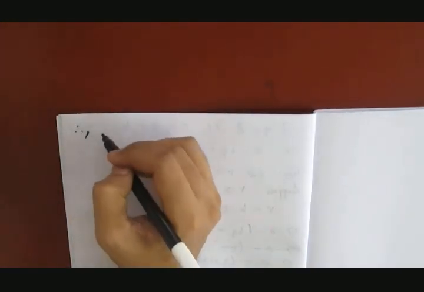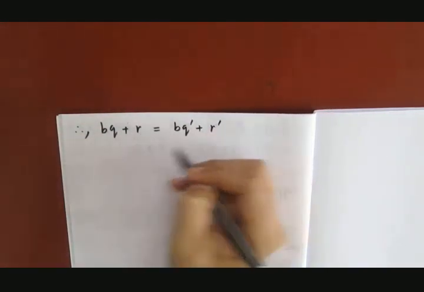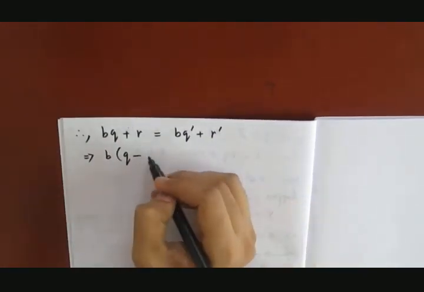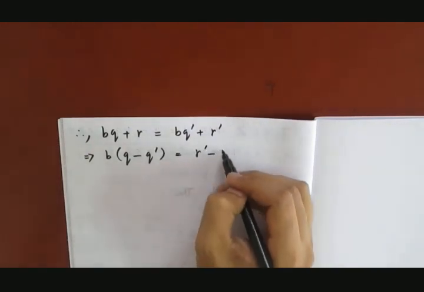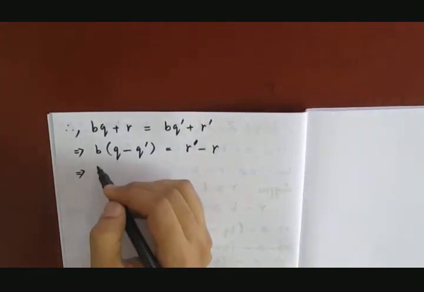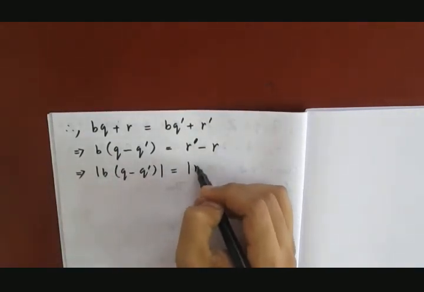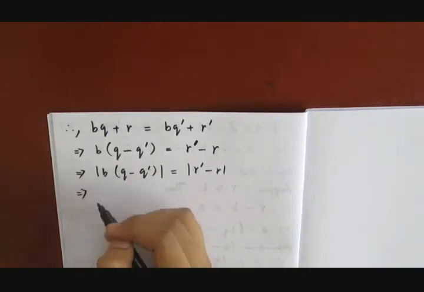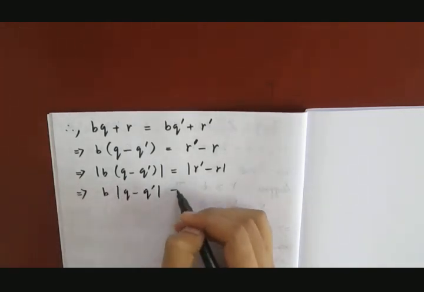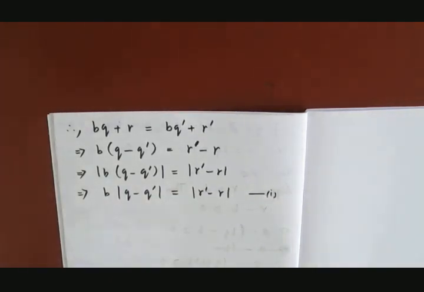So therefore, BQ plus R equals BQ dashed plus R dashed. Send this term here. So if I take B common, B times Q minus Q dashed equals R dashed minus R. Any confusion till here? Take mod both sides. So this will become modulus of B times Q minus Q dashed equals modulus of R dashed minus R. And since B is greater than 0, B comes out of the modulus. Any confusion till here?